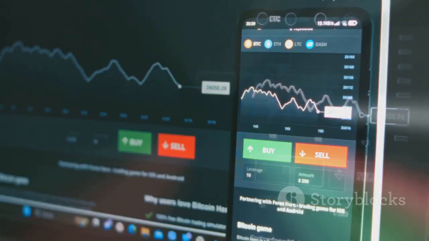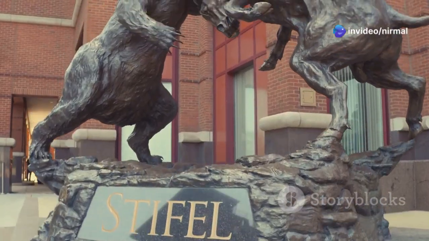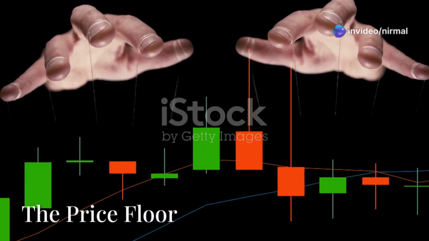Think of support and resistance as battle lines in the market. Bulls push prices higher, bears push them lower. Where these forces meet, support and resistance levels are drawn.